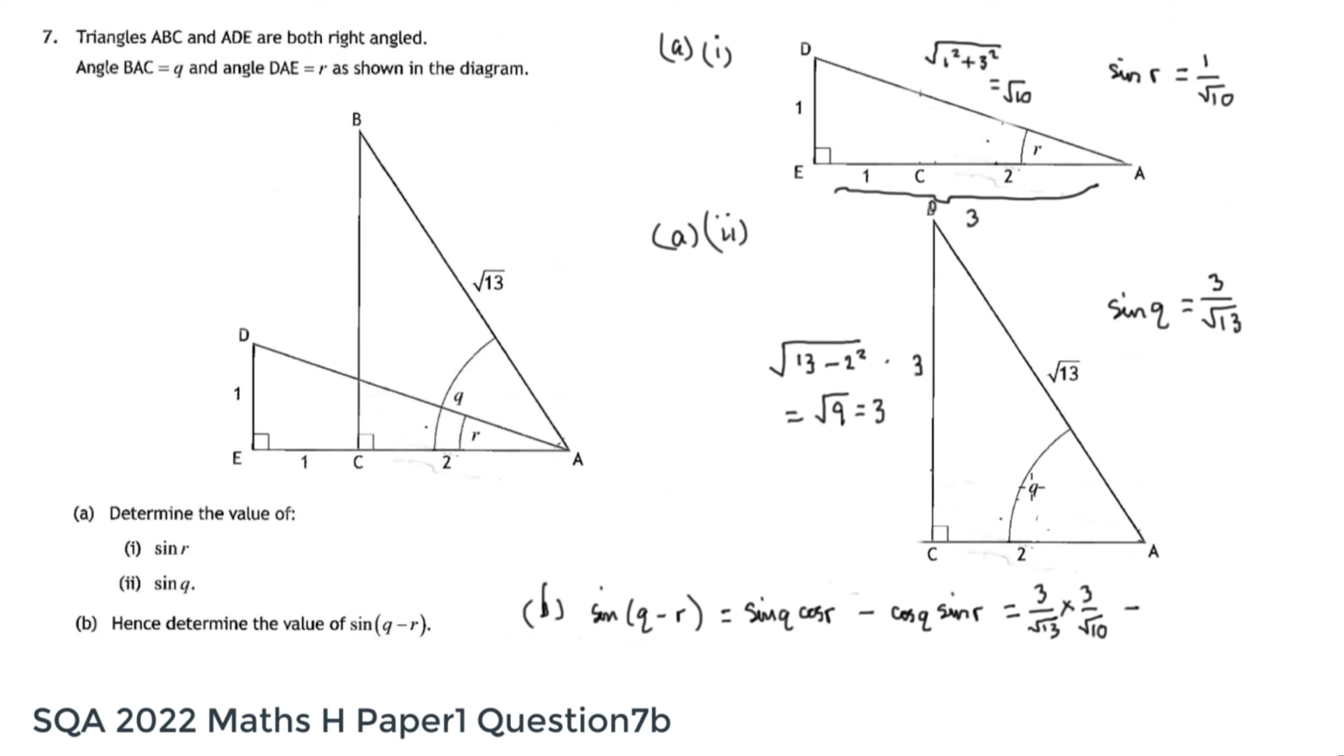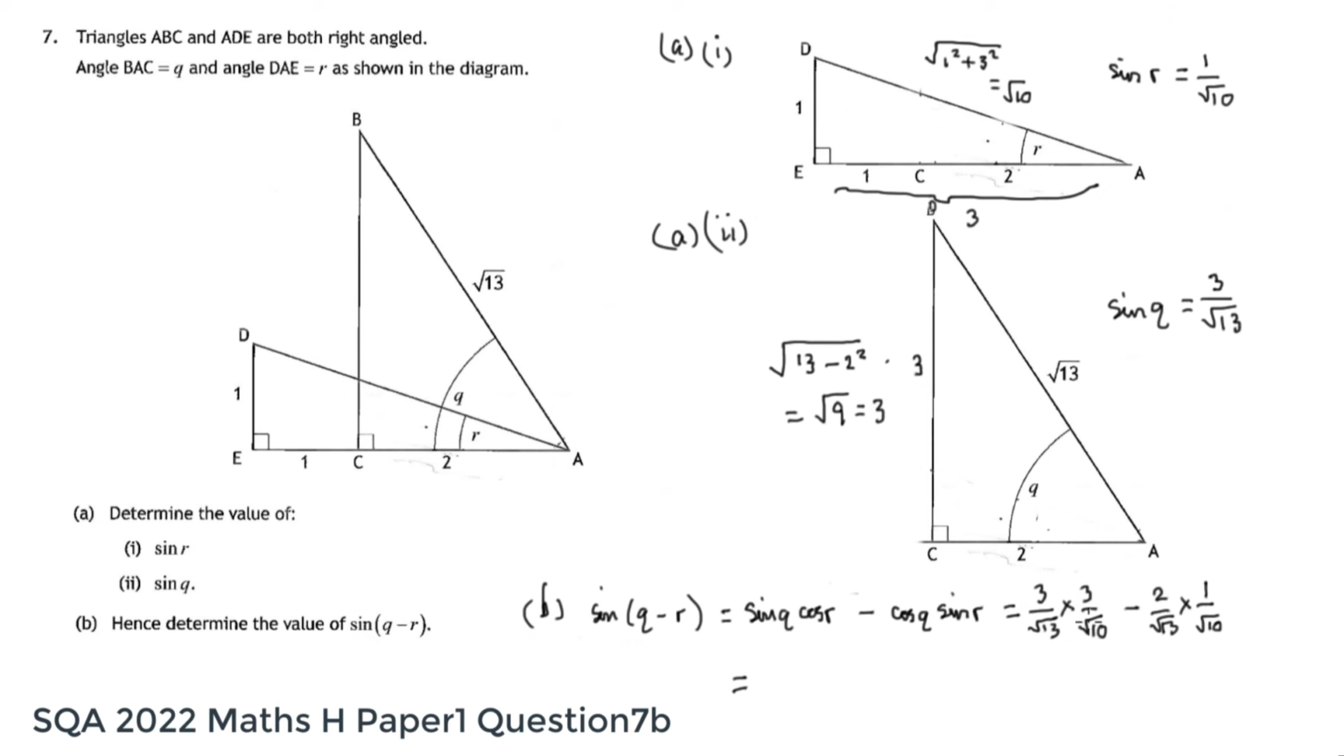Do we have that one? No, we don't. So let's work that out. In the bottom triangle here, cosine of Q is adjacent over hypotenuse. That's 2 over root 13. And we have to multiply that by the sine of R, and this we do have. That's 1 over root 10. So we're making good progress here.